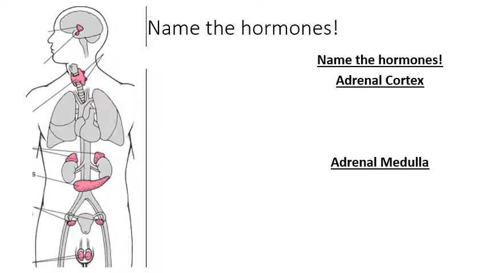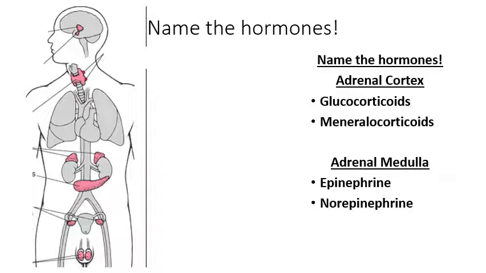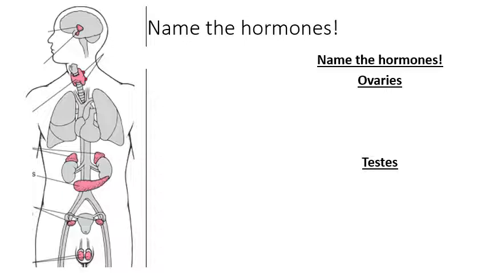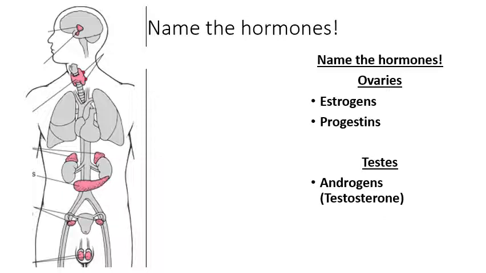Glucagon, insulin. All right, the adrenal gland cortex and the adrenal gland medulla. Adrenal gland cortex, the glucocorticoids like cortisol, mineralocorticoids like aldosterone. Medulla, epinephrine and norepinephrine, though they both do the same thing. Okay, what about the ovaries and the testes? Ovaries produce the estrogens and another set of hormones called the progestins. Testes produce the androgens. An example of an androgen is testosterone.